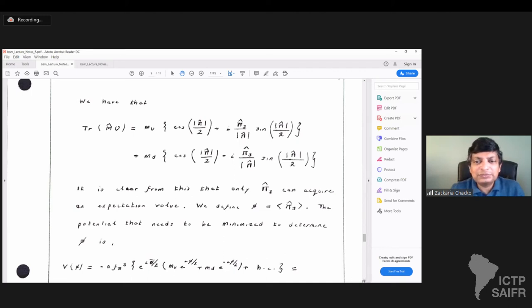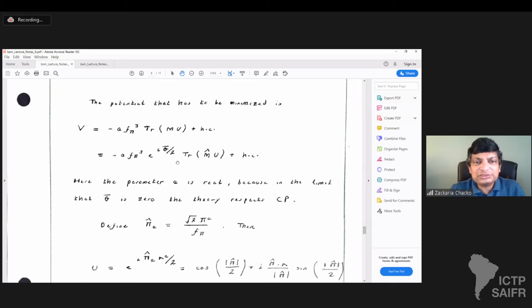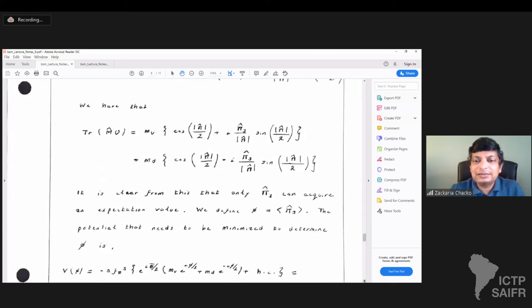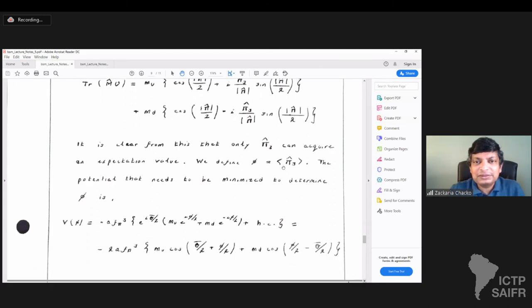And so we have to minimize this potential to determine the vev of phi. And when you set pi plus and pi minus to zero and only turn on pi three, this thing is a lot easier. So the thing that has to be minimized is this thing. Okay. So phi is appearing here and here.